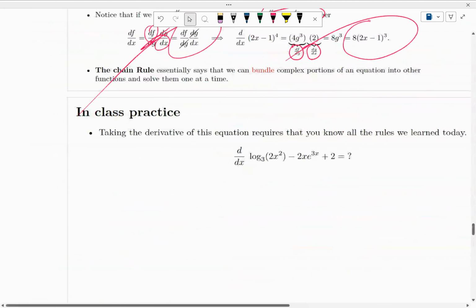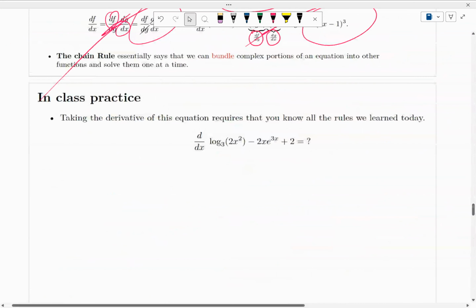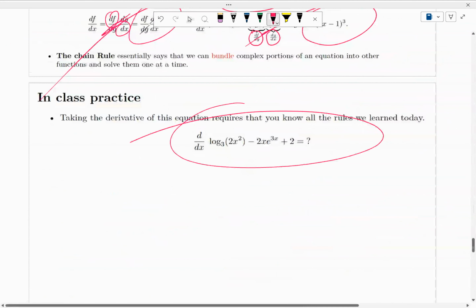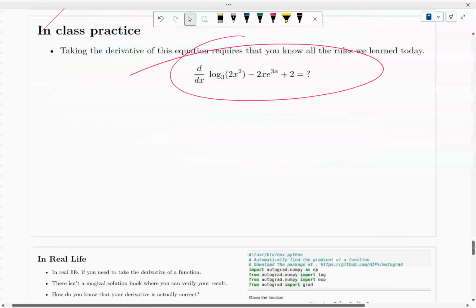So over here is an in-class practice. Hopefully you'll be able to take the derivative of this. Pause the video, give it a try. It's not that bad.